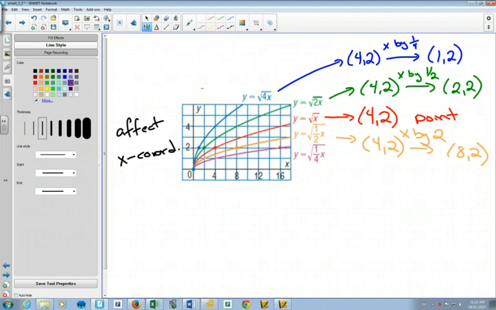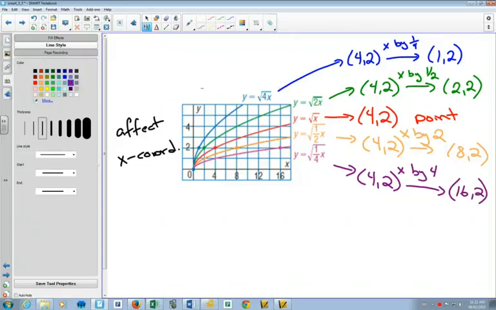And finally, with the 1/4, our original point of 4, 2, the transformation, your x value would get multiplied by 4. And you would get 16, 2. And the nice thing about the graphs here is they show those points on your graph so you can see how it changes. You may want to color code these later so that you can see it when you're reviewing your notes. But there you get the idea. So whenever it's inside your original function, and if our original function here is the square root of x, then it's going to move and affect the x-coordinates.